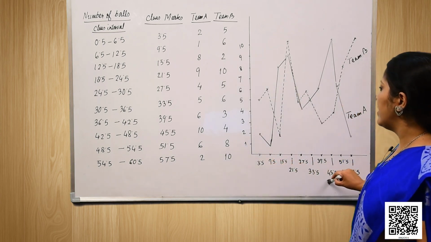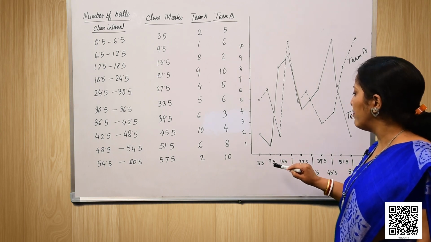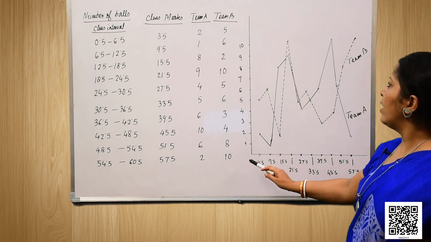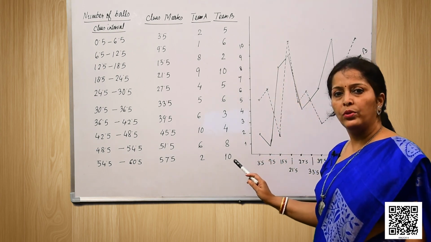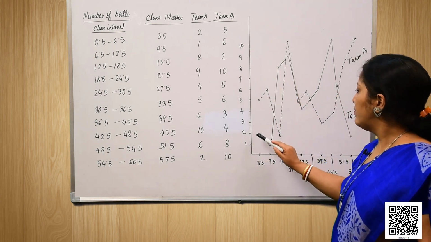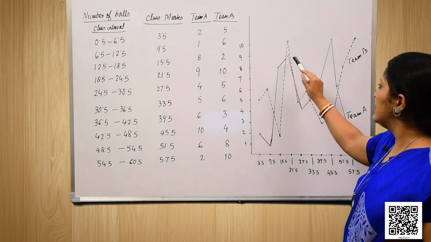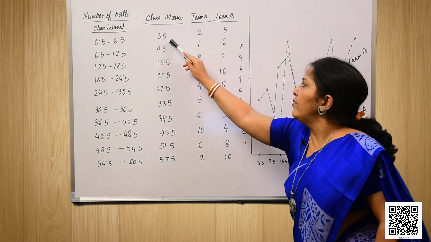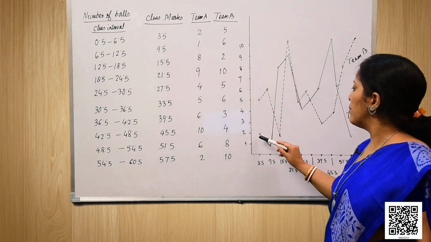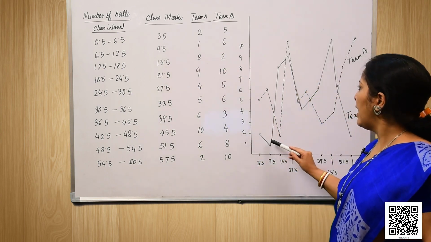Along with the horizontal line, we have the class marks 3.5, 9.5 and so on. And along with the vertical line, we have the frequency for both the teams. Now the first one we draw is for team A, which is drawn with the dark line. So you can see on top of 3.5 we have 2, so here we have marked 2. On top of 9.5 we have 1 and so on.